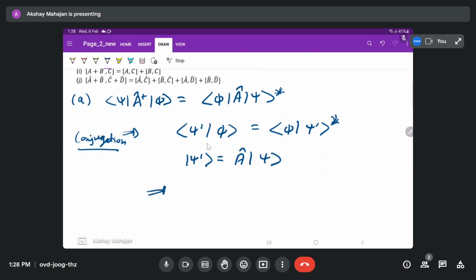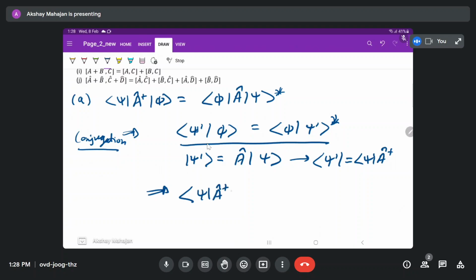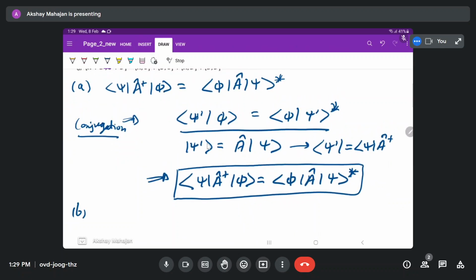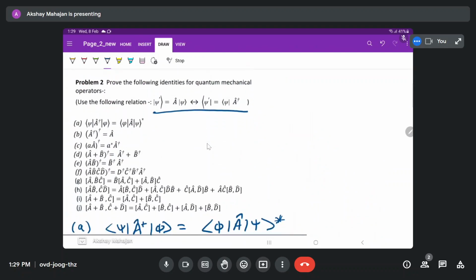So just using this relation, we know that psi prime phi can be written as phi psi prime star. And if our ket psi prime is this, then our bra psi prime will be equal to bra of psi A cap adjoint. So replacing those things, we can write psi A cap adjoint phi equals phi, and whatever our psi prime is, which is A cap psi, star. And this is the identity that we had to prove. So this was a simple proof: psi A cap adjoint phi equals phi A cap psi complex conjugate. This star is complex conjugate. I hope you understand it.